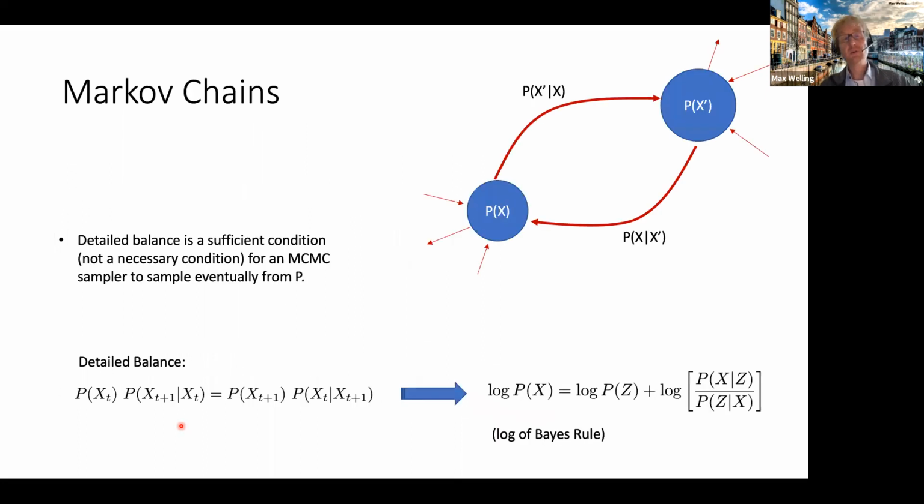Okay, another set of models which people use in order to do inference and model the world is Markov chain Monte Carlo.